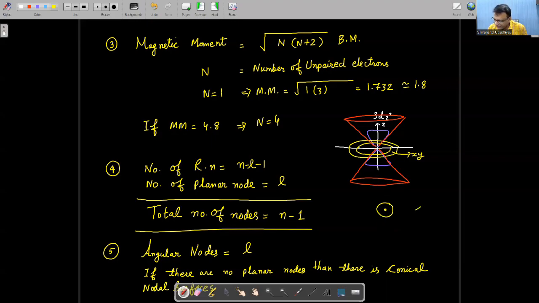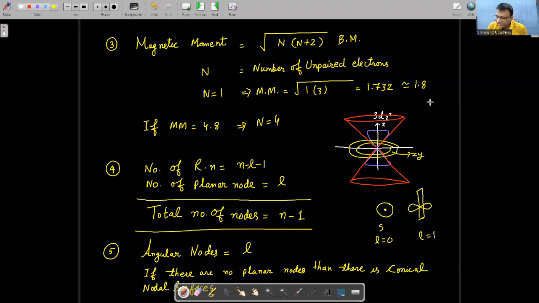For a p orbital, if I say it is 2px, then we can discuss the nodal plane. The nodal plane will be the yz plane. So for s, the value of l is equal to 0, which means there is no nodal plane in an s orbital. In the same way for a 2p orbital, the l value is equal to 1, so we say that there is one nodal plane in a p orbital.